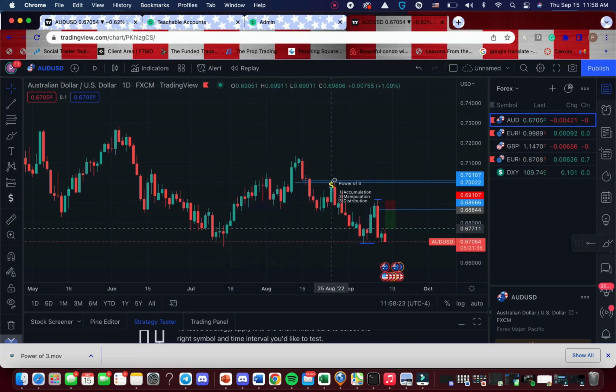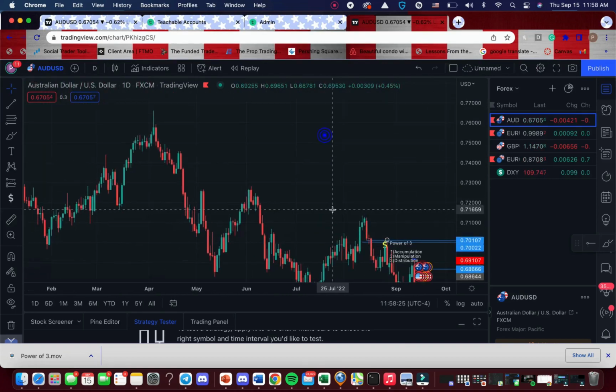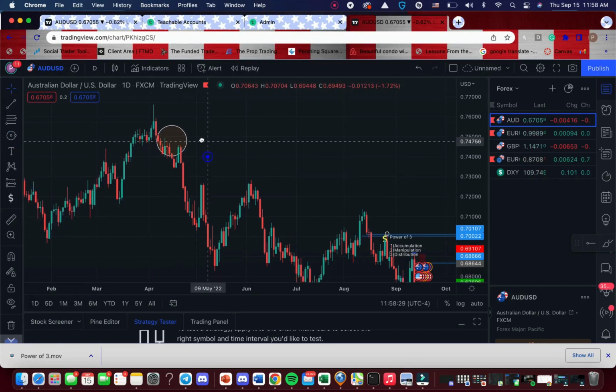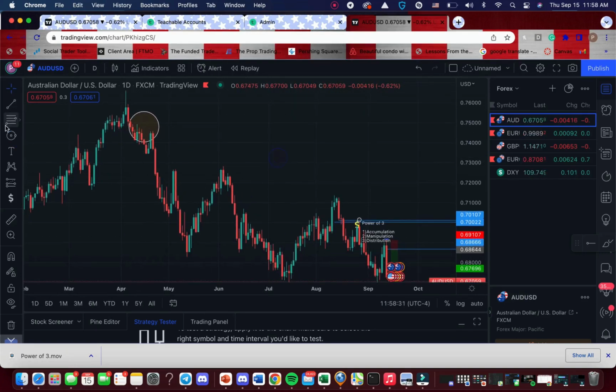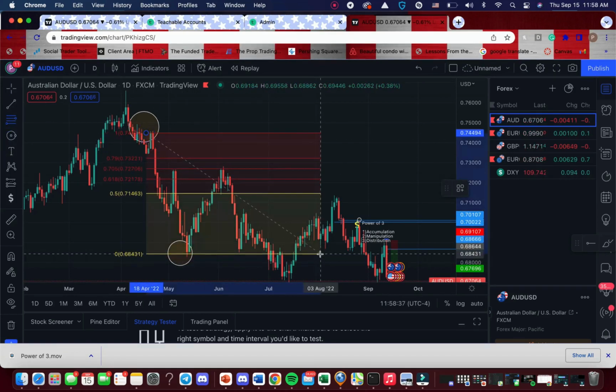Okay, on a daily time frame we can see how there's a high here. We can see that we're bearish. So we see there's a high there and there's a low here. And price came up to the 0.705 area and rejected off this retracement level.